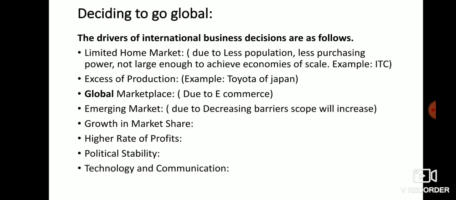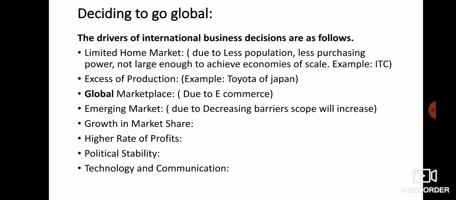So all these are called the drivers of international business decisions, because before going for international business, you are going to observe these aspects, and if the result is positive for you as a businessman, then only are you going to enter that particular international market, or else you are not going to enter the international market.